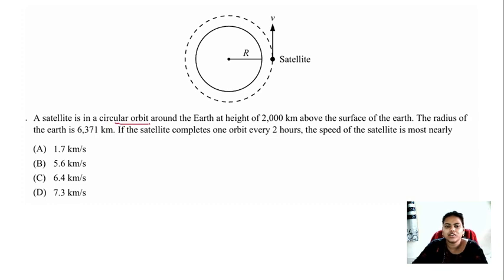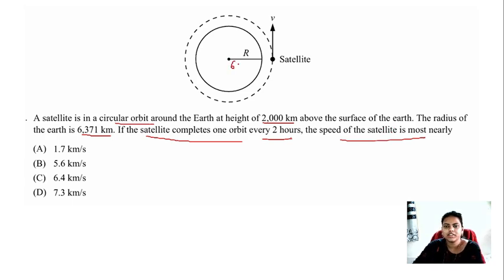A satellite is in circular orbit around the Earth at a height of 2000 kilometers above the Earth's surface. The radius of the Earth is 6371 kilometers. If the satellite completes one orbit in every 2 hours, the speed of the satellite is most nearly?